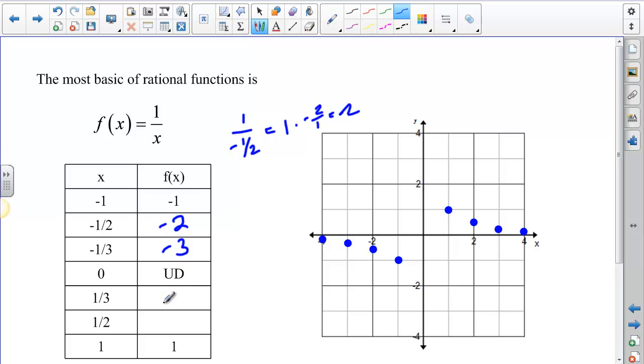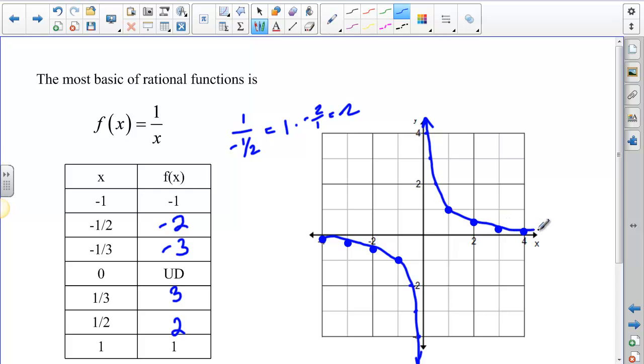0 is still going to be undefined. Here we're going to get 3 and 2 when I plug in 1/3 and 1/2. So if I add these points, here's -1/2, -2, -1/3, -3, and if I wanted to keep going, -1/4, -4. On the other side, I have 1/4, 4, 1/3, 3, and 1/2, 2. And so you can see what happens here as these graphs get closer and closer to 0, they increase without bound. These are all nice terminology words that we're going to talk about here in a second.